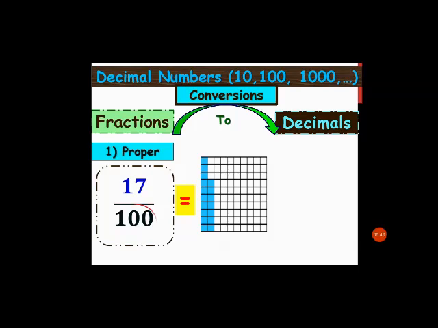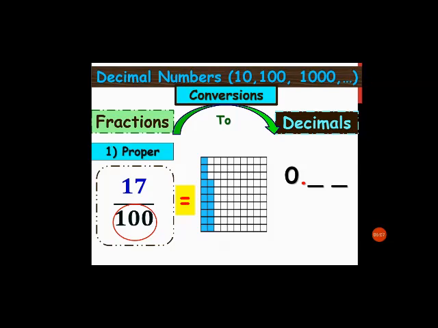First, I will look to the denominator. How many zeros do I have here? I have 2 zeros. So I will first write 0 to the left because I don't have whole numbers. As you see here, the proper fraction, I don't have whole number to the left of that fraction. So in the proper fraction, the whole number will be always 0.